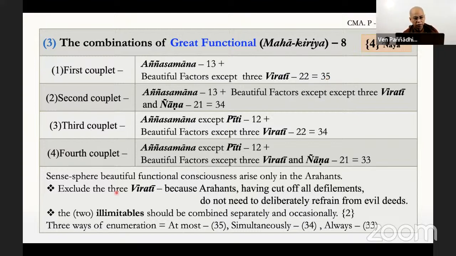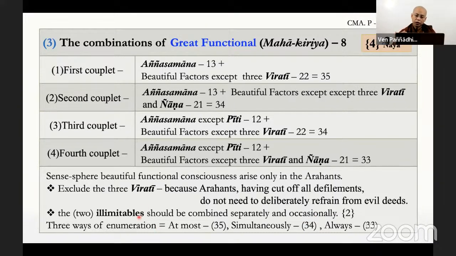So let's consider the reason why Virati is excluded. As I mentioned, the Arahat, having cut off all defilements, does not need to deliberately refrain from evil deeds. So there's no performance of Virati in the Arahat's mind. This becomes an exception. Therefore, the illimitables combine separately and occasionally. This makes the variation for the illimitables.